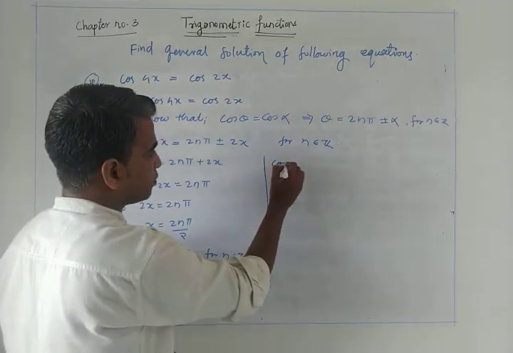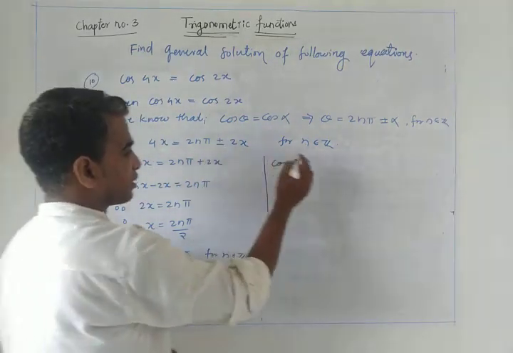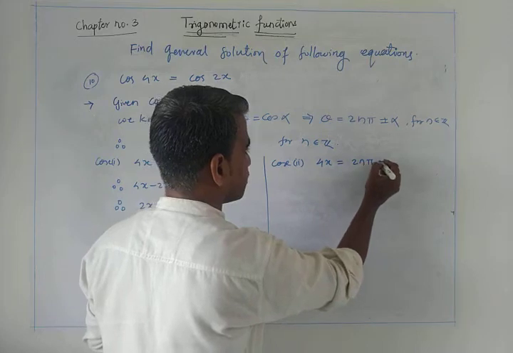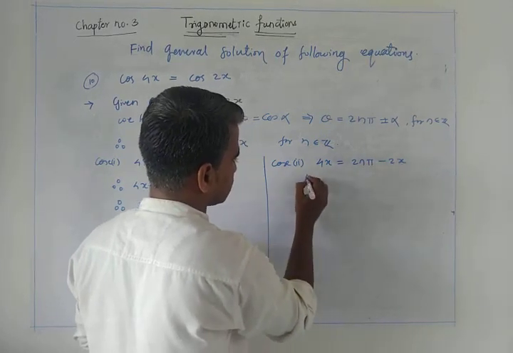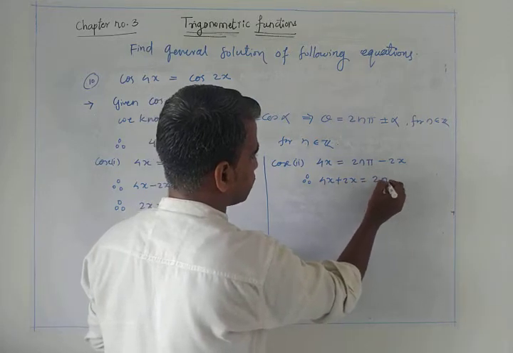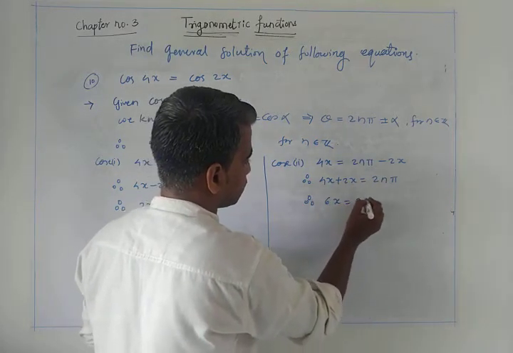Now case 2, we will take the subtraction. So 4x is equal to 2n pi minus 2x. Therefore 4x plus 2x is equal to 2n pi. So 6x is equal to 2n pi.